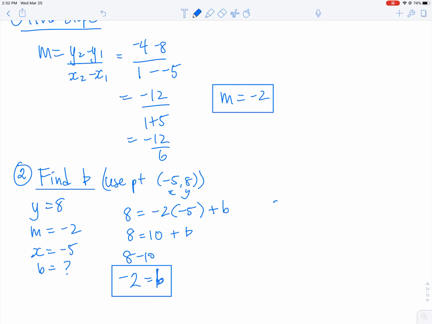So my final equation, and you don't have to write out 1, 2, and 3, the final equation is going to be y equals minus 2x, because it's mx, plus b, which is minus 2.